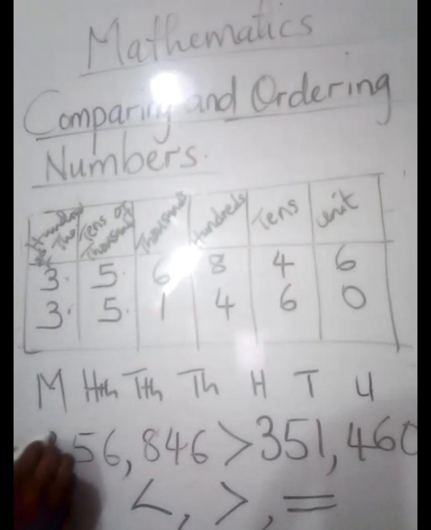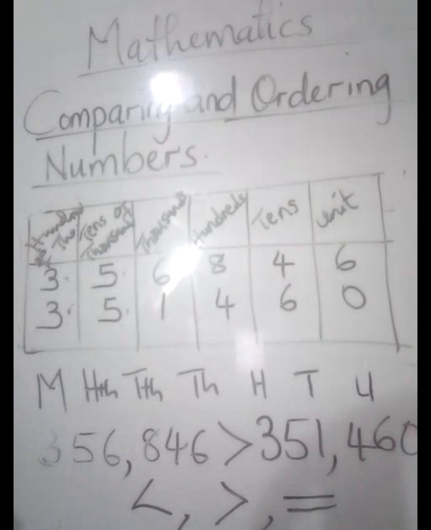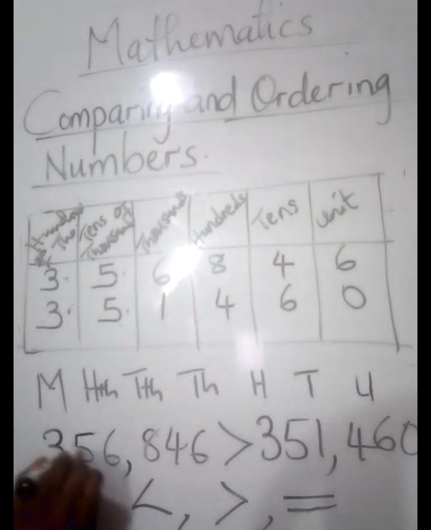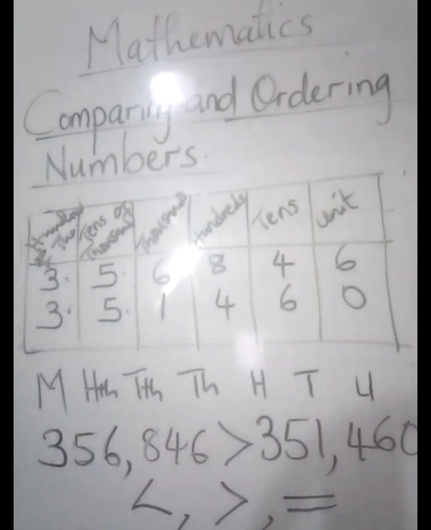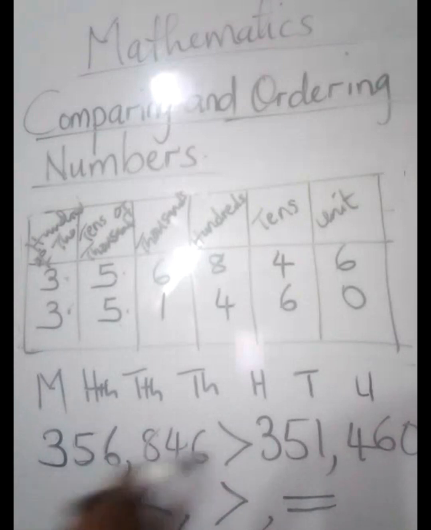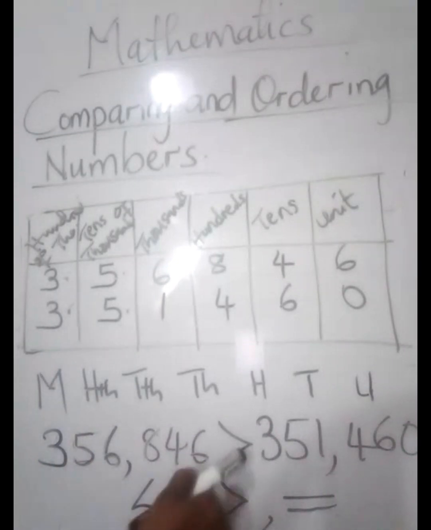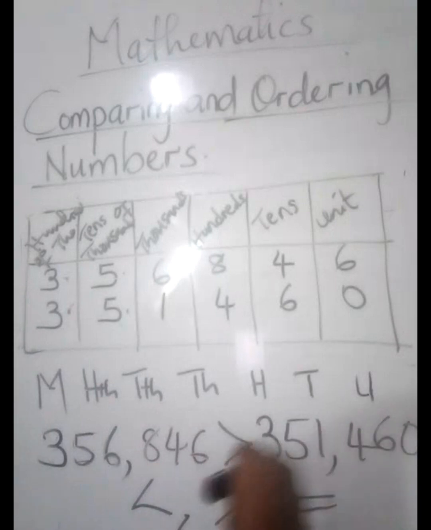So see the one we worked on here, for instance, this 356,846. Remember, we said that is the larger number because we found that out from here. So see the way we use the symbol. The mouth of the crocodile is open to the big number. It wants to eat the big one. It's greedy. That's why we say it's greedy, because it always goes for the larger number. Okay? And the closed end is towards the smaller number. That's how we use it.